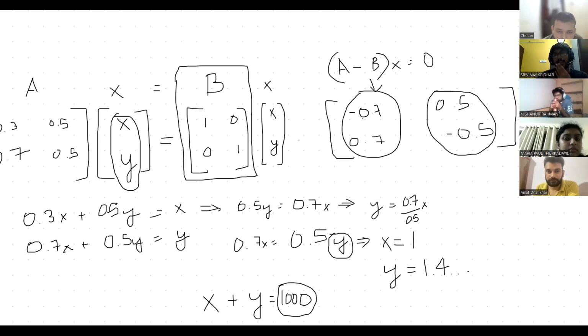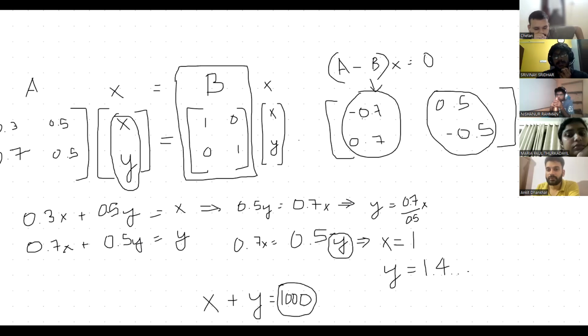I want to know what the properties are. Is this the only point? No, multiples of it are also points, and any constant times this should also satisfy it. So you're saying if xy is equal to alpha times 0.5 by 0.7, 1, then the output is equal to 0. Yeah, it should.